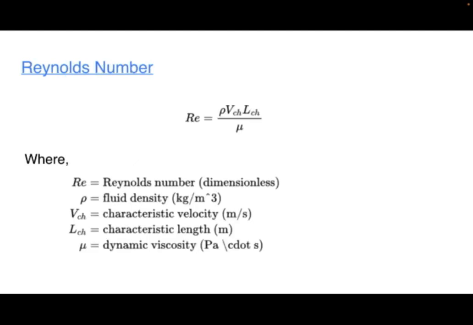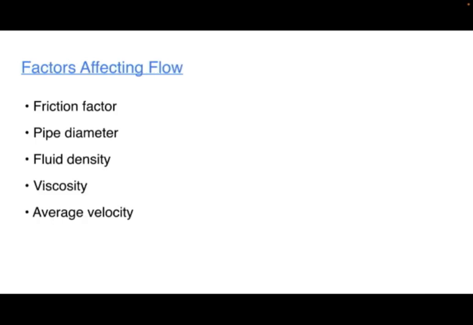Reynolds number. Reynolds number is given by rho V L by mu. Here V is the characteristic velocity, L is the characteristic length, mu is the dynamic viscosity, and rho is the fluid density. Factors affecting flow: friction factor, pipe diameter, fluid density, viscosity, and average velocity determine the flow, whether it is laminar, turbulent, or in between, transition flow.